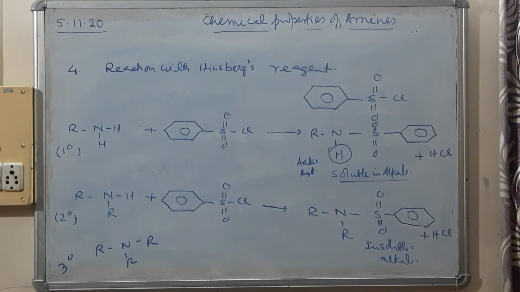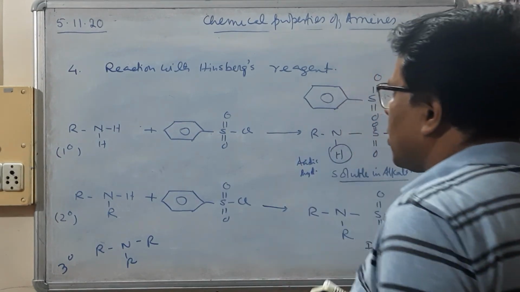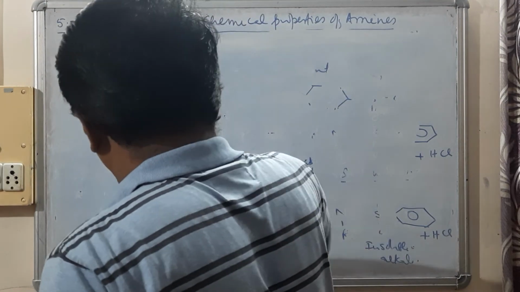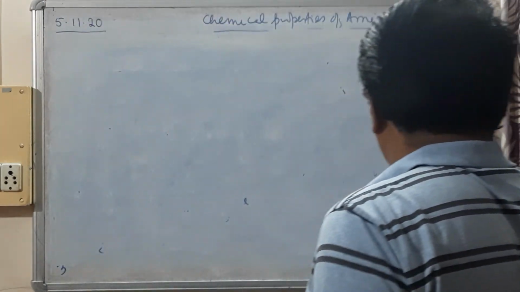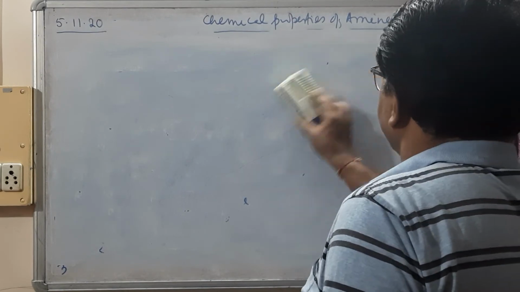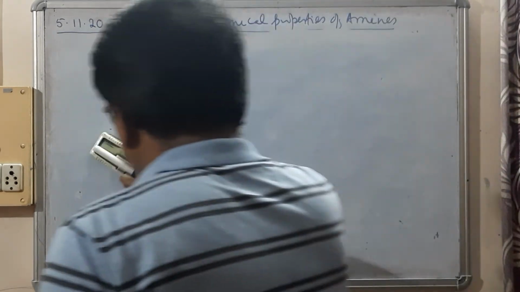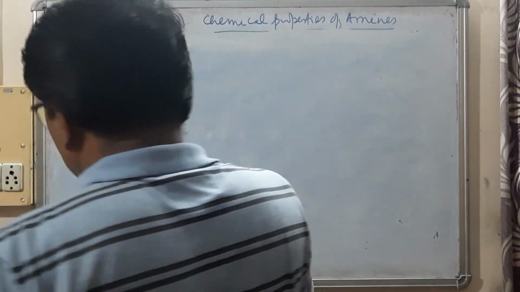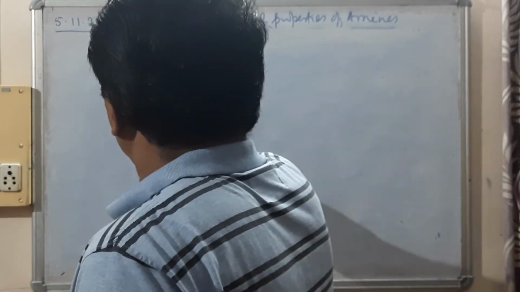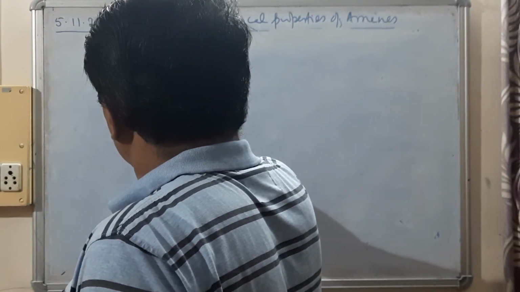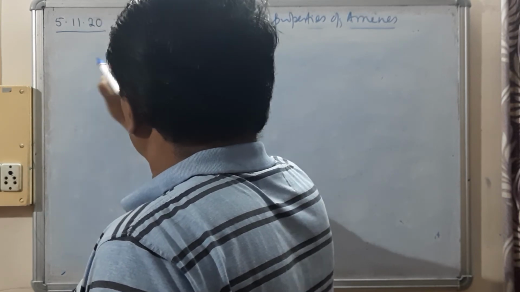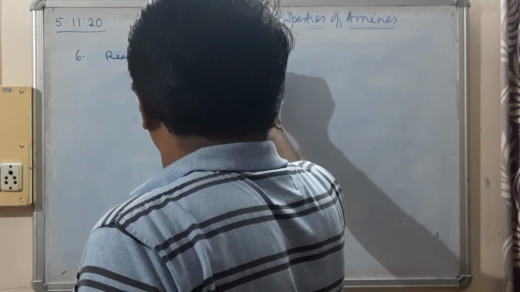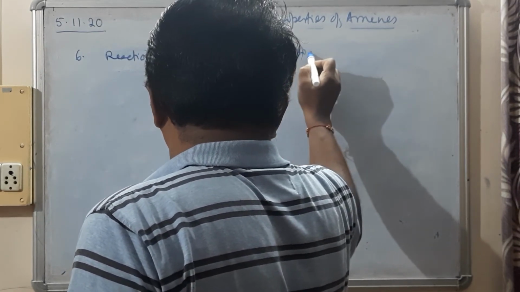Okay, next is reaction with bromine water. So reaction of aniline, this will be number 6, aniline with bromine water.